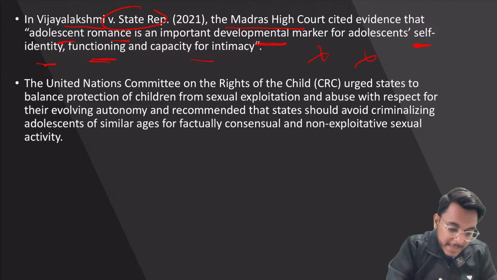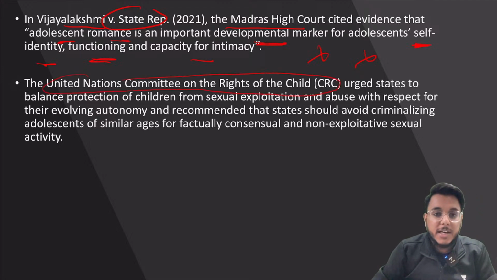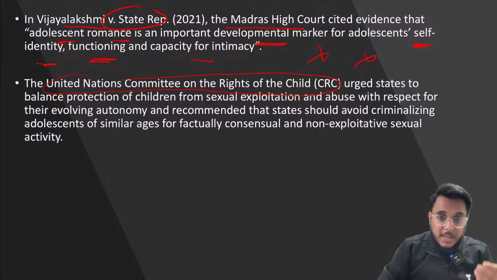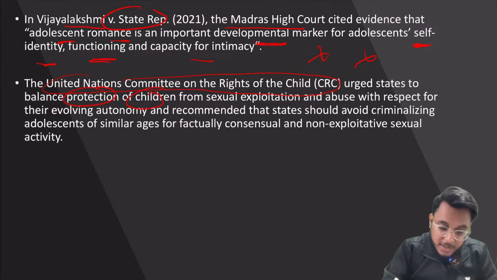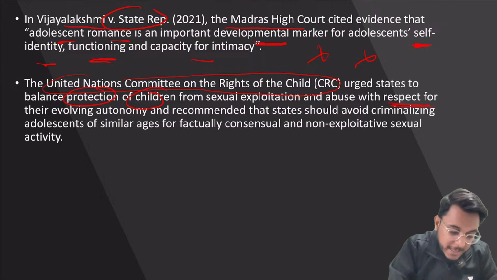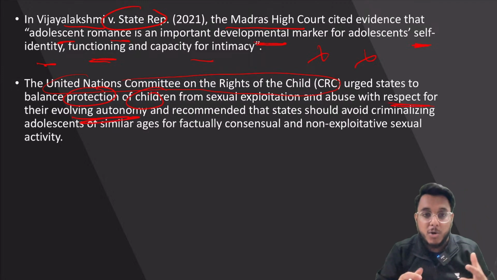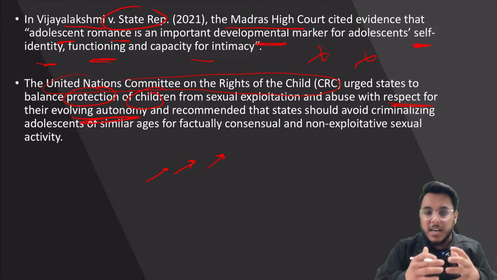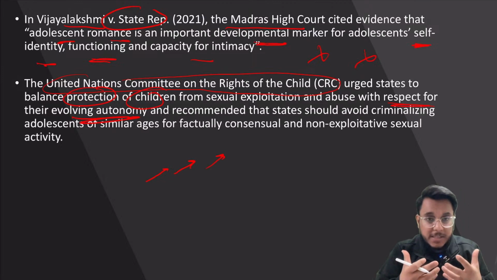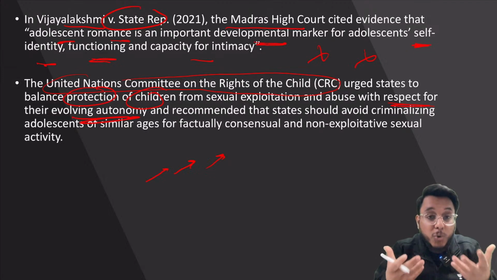Then after that, there is also the United Nations Committee on the Rights of the Child. The Committee has very clearly urged the states that we need to balance the protection of children from sexual exploitation, and we also need to respect their evolving autonomy. It means as the age of a child increases, they will learn many nitty-gritties, they will learn how to make choices, how to use choice.